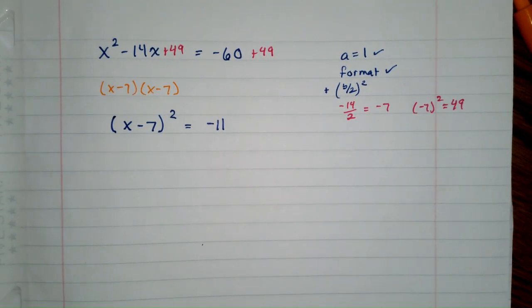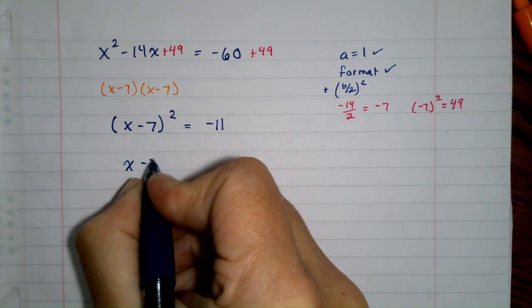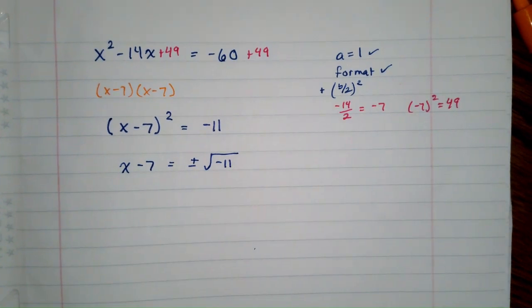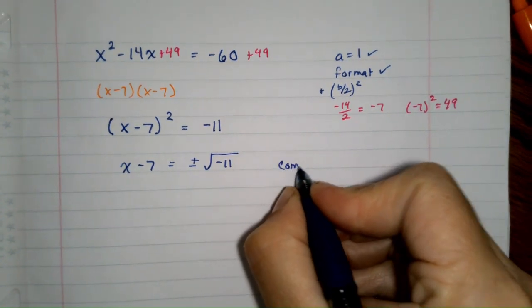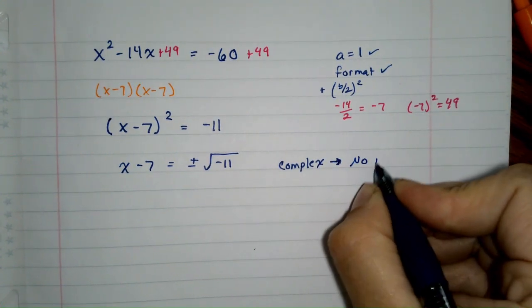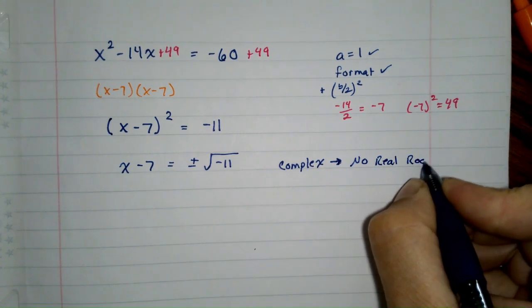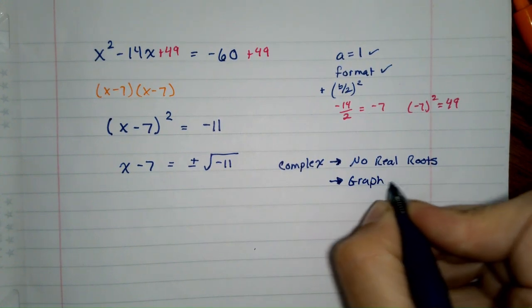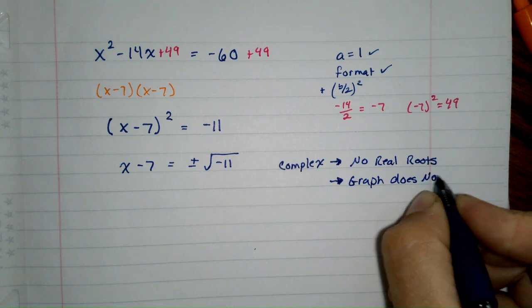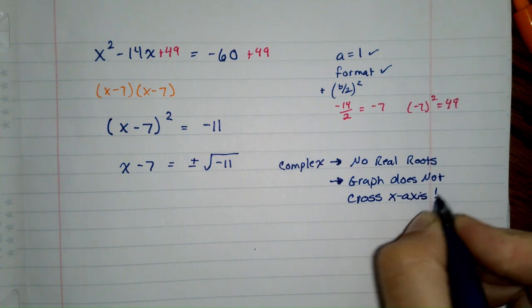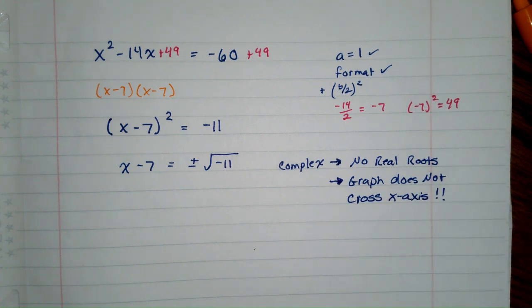So now I'm going to go ahead and solve this using the square root property. x minus 7 equals plus or minus the square root of negative 11. Oh, that's complex, which means there are no real roots. The graph does not cross the x-axis. Okay. That doesn't mean I don't have roots, I just don't have real roots.